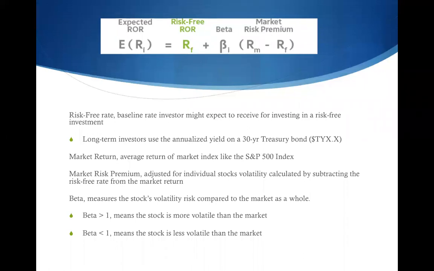Beta up there measures the stock's volatility risk compared to the market as a whole. So if beta is greater than 1, it means the stock is more volatile than the market. If beta is less than 1, it means the stock is less volatile than the market. And since the S&P 500 is a benchmark for the index, the S&P 500 has a beta of 1. So if you're at 1 or below 1, that means you're doing pretty well as far as the volatility rate.